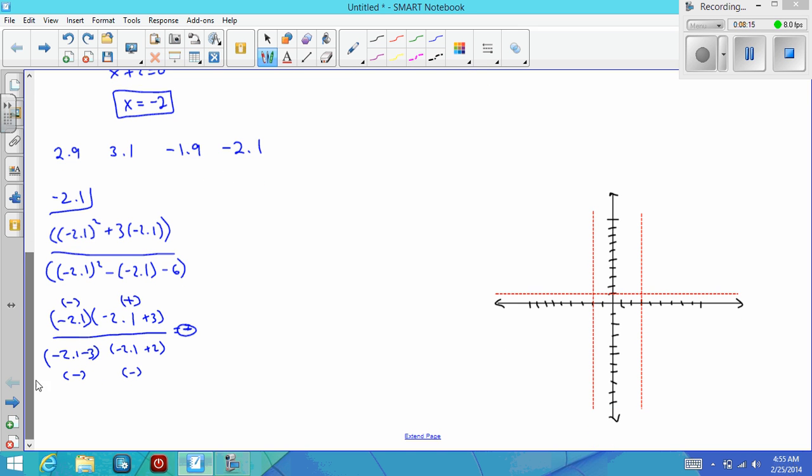So at -2.1, which is to the left of that vertical asymptote, as we get close to that vertical asymptote on the left-hand side, we are going down. Now I'm going to test -1.9.